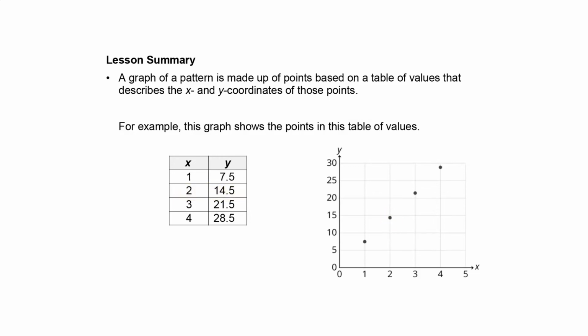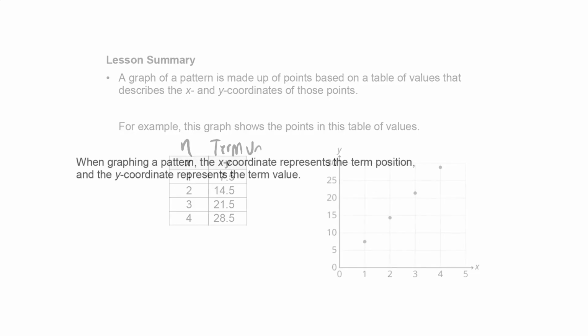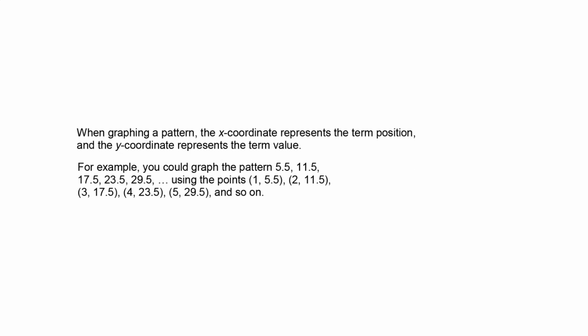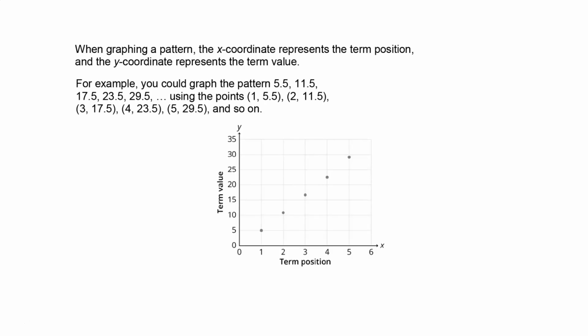So you can think of the x and y here as being the n value and the term value. When graphing a pattern, the x-coordinate represents the term position and the y-coordinate represents the term value. For example, you could graph the pattern 5.5, 11.5, 17.5, and so on, using the points 1, 5.5, 2, 11.5, 3, 17.5, and so on. Here's the graph that represents that information.